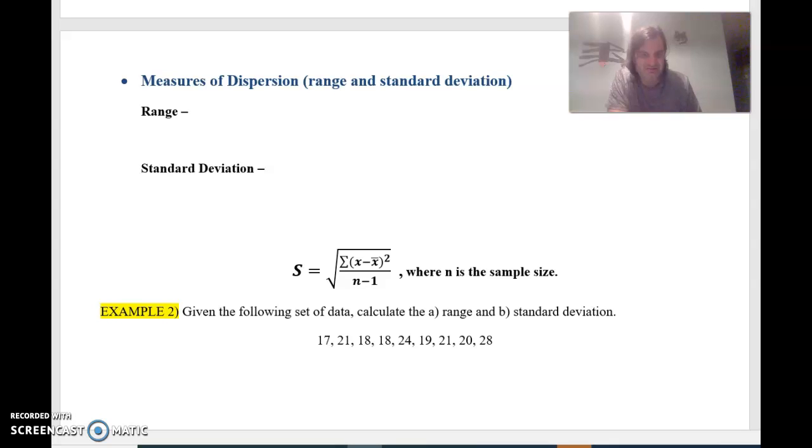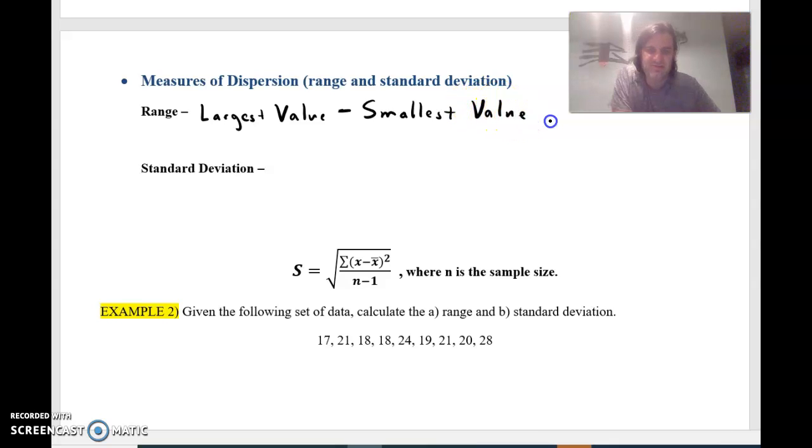Here we're going to try and go through this rather quickly. I might have to pause the video to make sure we don't run out of time. But two other things we need to talk about. The range. The range is the largest value minus the smallest value. So it just kind of tells you the spread of your data.